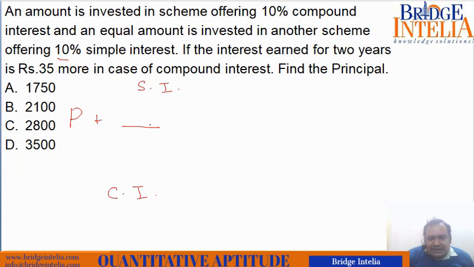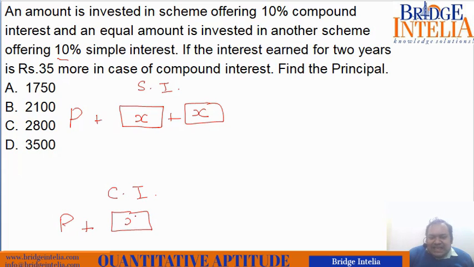Let's suppose here each year the interest he was getting was X. Next year also he got X. But in case of compound interest, he deposited P. He got X as the interest for the first year. The second year he is definitely going to get X plus 10% of this X. 10% of X means X by 10, that is equal to 0.1X. So you can say 1.1X here, and X here.